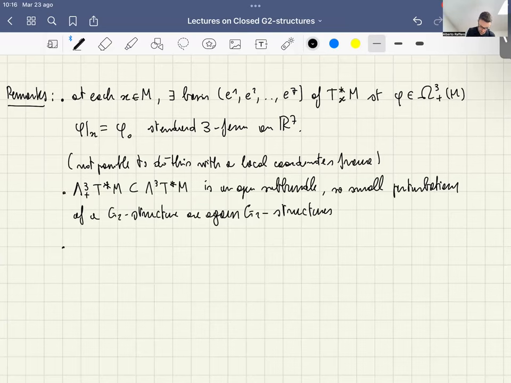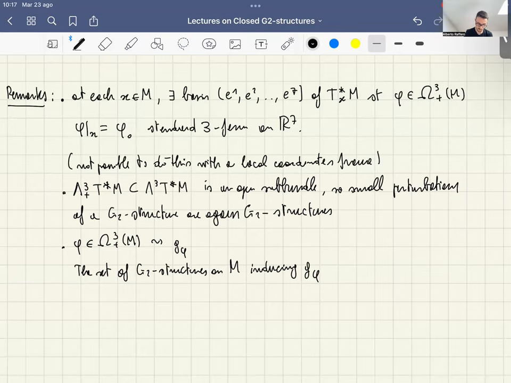Moreover, we said that if you have a G2 structure phi, then it induces a Riemannian metric g_phi on the manifold. But actually, there is a huge set of G2 structures inducing the same metric. In fact, the set of G2 structures on the manifold inducing the same metric as the three-form, the G2 structure phi we have fixed, is parameterized by the projective space RP^7, which is isomorphic to SO(7) over G2. And more precisely, if you're interested in seeing the expression, you can find it in Bryant's notes. And it is the following.